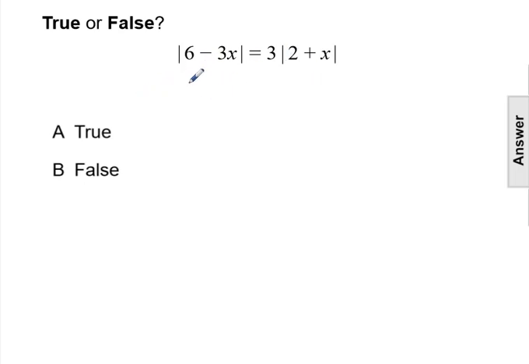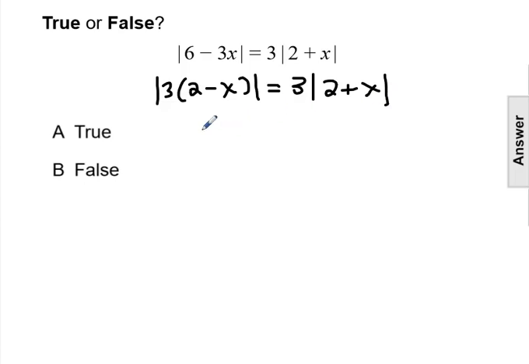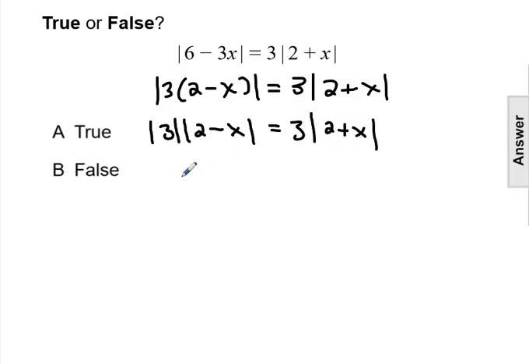So we can definitely factor out a 3. So we can write this as the absolute value of 3 times (2 minus x), and see if that's equal to 3 times the absolute value of 2 plus x. So we can use our product rule here, where it would split into the absolute value of 3 and the absolute value of 2 minus x, and then 2 plus x. So then we have the absolute value of 3 is 3.